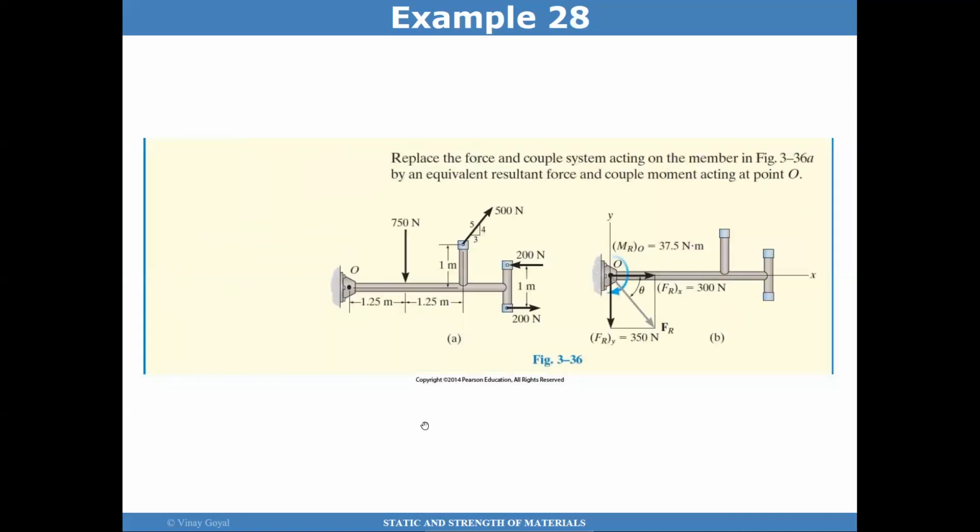Here we have yet another example, which is to replace the force and couple system acting on the member by an equivalent force and couple moment acting at point O. So that's the question being asked. How do we achieve that? Again, we want to determine what equivalent force and couple moment should be acting at point O so that the systems are equivalent. Well, the first step, again, is to add all the forces together to get there.